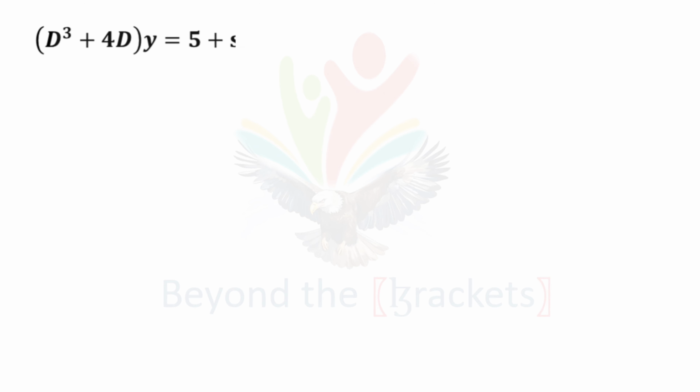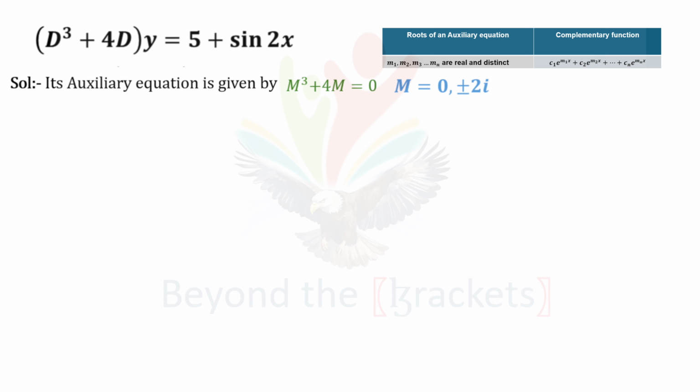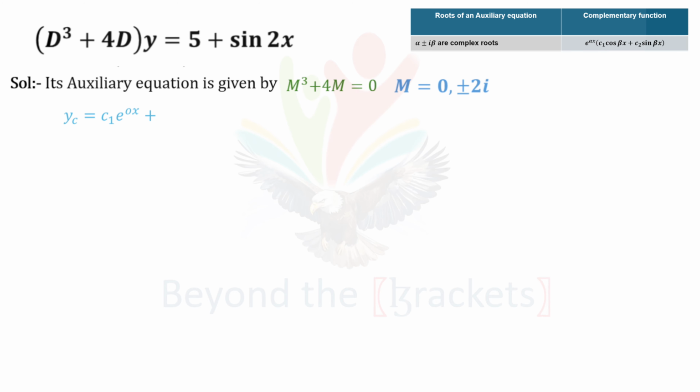Next question is again in operator form. Its auxiliary equation is given by replacing D with m and equating it to 0. So we get m cube plus 4m is equal to 0. The roots are 0 and plus or minus 2i, where 0 is real and distinct, for which the complementary function will be c1 e power 0x. Plus or minus 2i is a complex root.